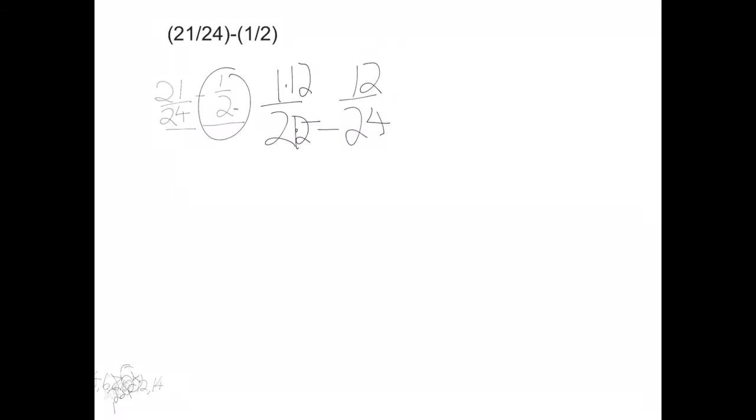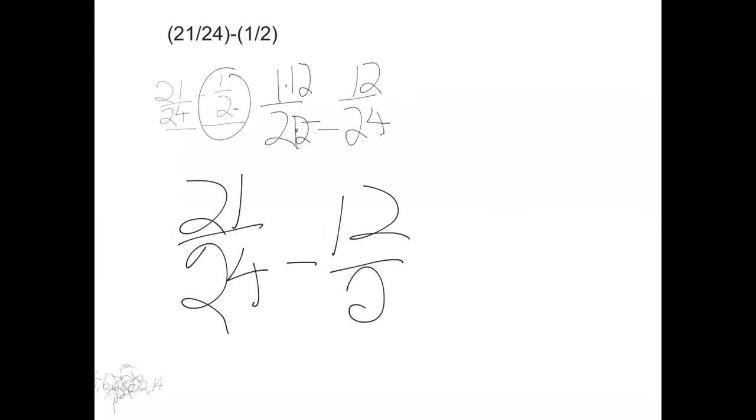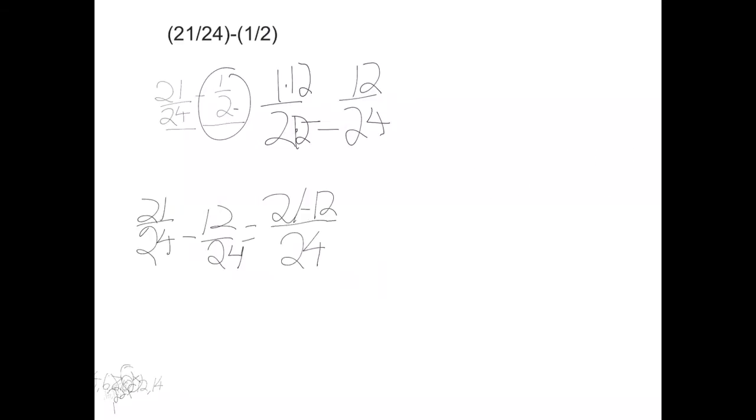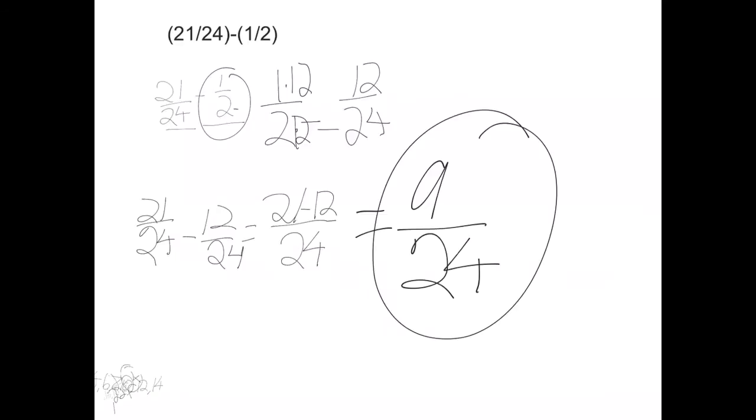Okay, so you can obviously just rewrite 21 over 24, subtracting 12 over 24. You can also make this much simpler just by going 21 minus 12 over 24. And then 21 minus 12 equals 9 over 24. And that is your answer.